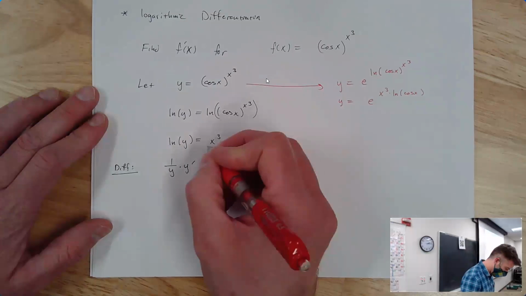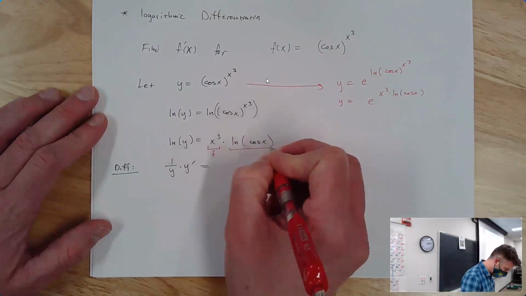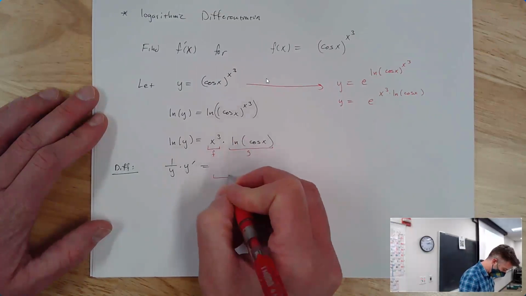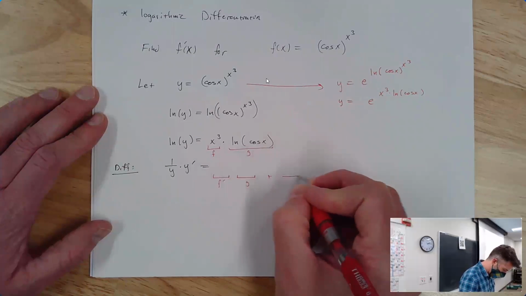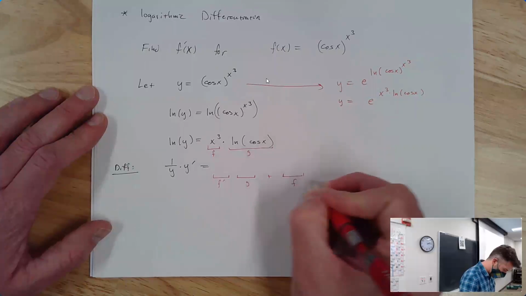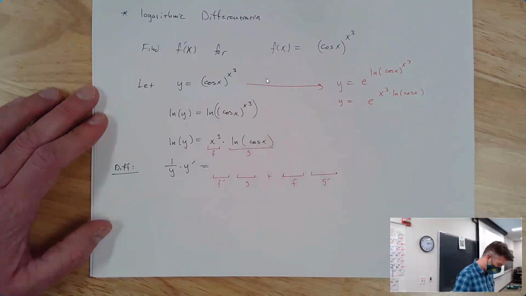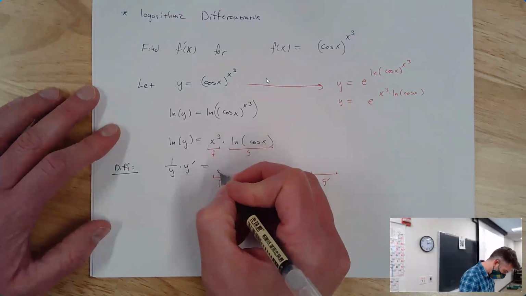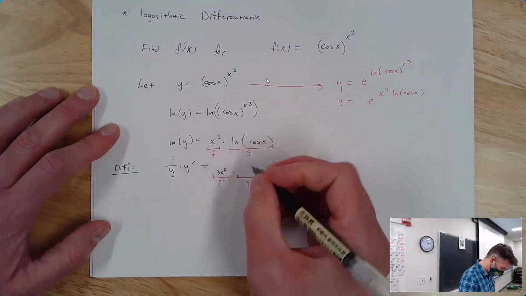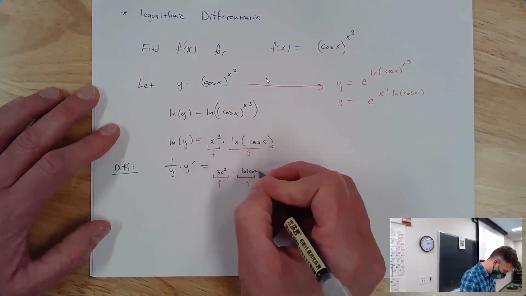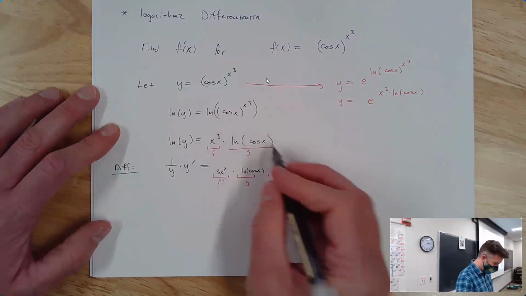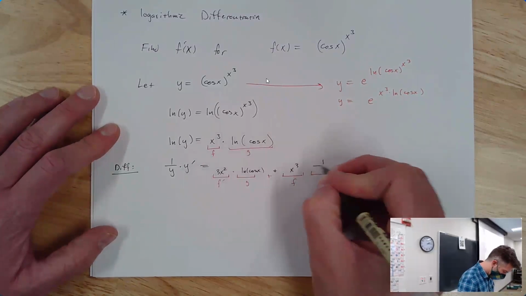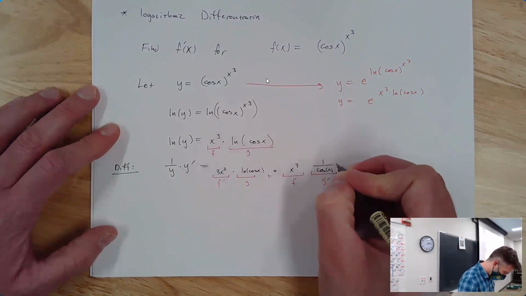This is some f times some g. My derivative is going to be f prime g plus f g prime. Let's see, my f prime is 3x squared. G is just the natural log of cosine of x. F is x cubed. And the derivative of the natural log of some stuff is 1 over the stuff times the derivative of the stuff.